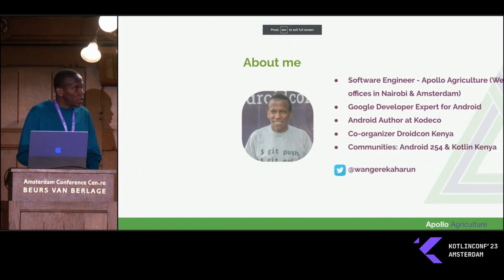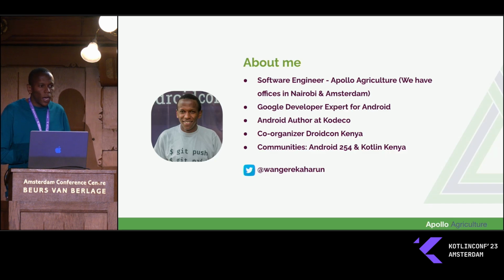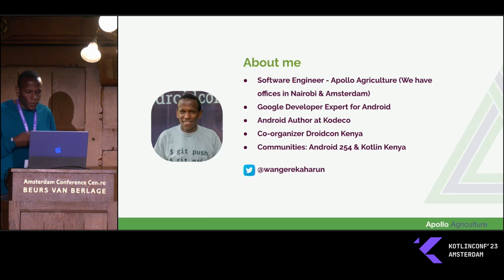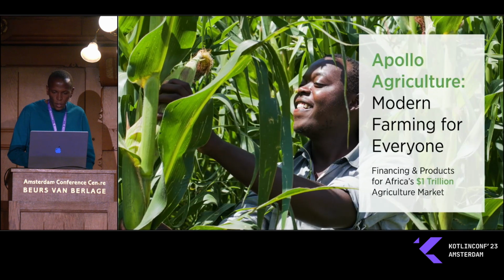A little bit about me. I'm Harun Wangereka, software engineer at Apollo Agriculture. We have two offices. One is in Nairobi, Kenya. The other one is here in Amsterdam. I'm also a Google developer expert for Android, also an Android author at Codeco, also a co-organizer for DroidCon Kenya. And lastly, I'm very active in Android 254 and Kotlin Kenya communities back in Kenya. That's my Twitter handle. You can always reach out to me in case of anything.